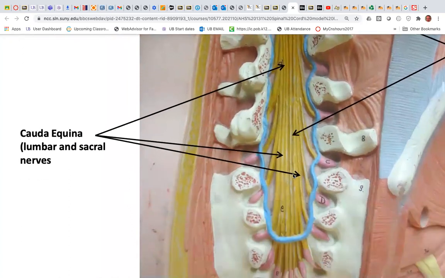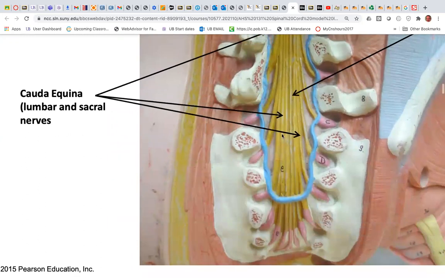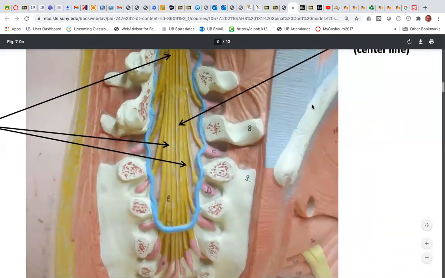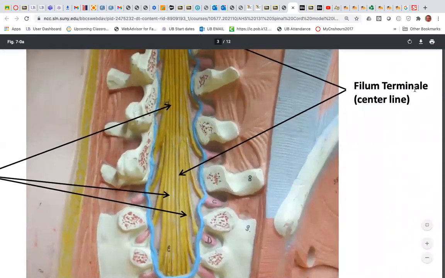And all the way down here at the bottom, there's this center filament that anchors all the way down to the tip of the coccyx, and that is called the filum terminale. It is that center line that goes all the way down and anchors to the tip of the coccyx, filum terminale.